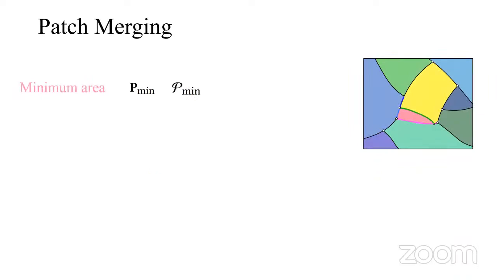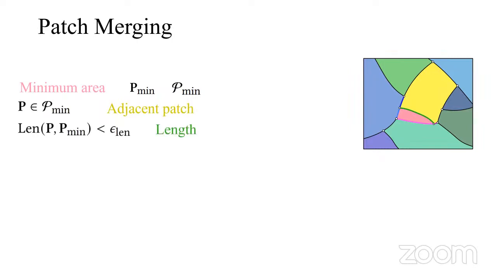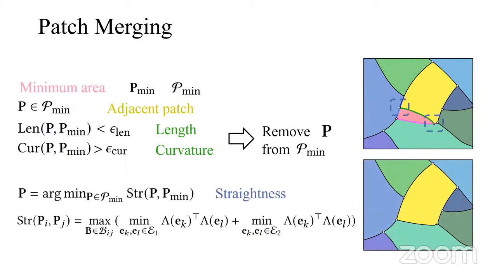The patch merging is also done one by one. Each time we merge a patch, we first find the unvisited patch with the minimal error and the set of its nearby patches. For each nearby patch, if its boundary length is smaller than a threshold, or there is a vertex with high curvature on its boundary, we remove that adjacent patch from the candidate merging process. Then we choose the case that generates the most straight boundary after merging these two patches.